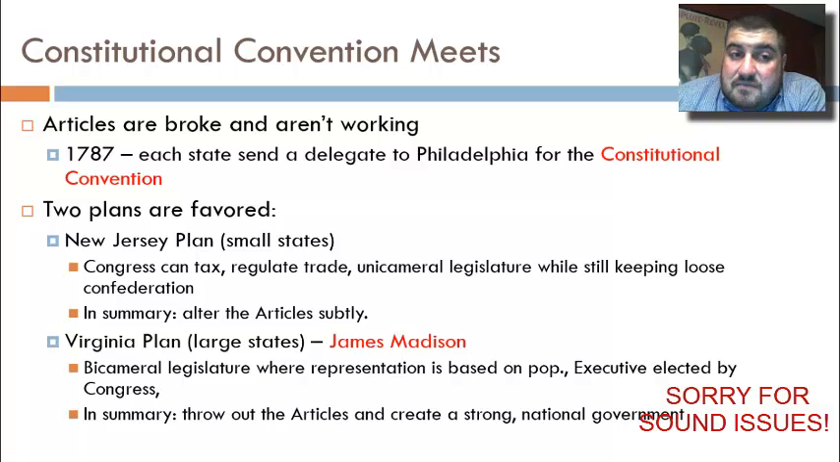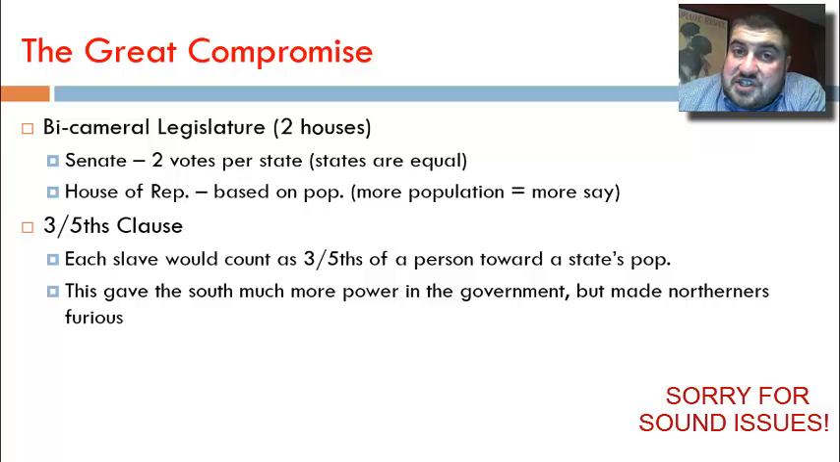The Great Compromise comes up, and basically they decide that they are going to have a bicameral legislature, which means we have two houses. One is called the Senate, in which every state is equal, with two votes per state. And one is called the House of Representatives, where it's based on population. So the more population you have, the more say that state has in the national government. And that is actually how we do it today. This Great Compromise is still how we do it today. We have a bicameral legislature, the Senate and the House of Representatives.